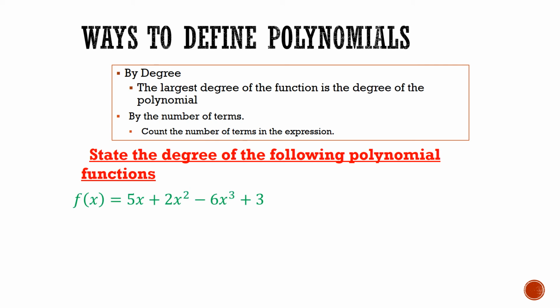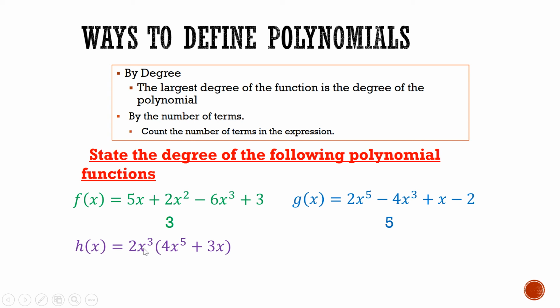Okay, so with this here, the degree, the largest power is 3. So it's the third degree. And there are 4 terms. So there's 5x, 2x squared, negative 6x to the power of 3, and 3. Those are 4 separate terms. Okay. The degree of this polynomial, the largest power is 5. So this is to the 5th degree. And there are still 1, 2, 3, 4 terms.